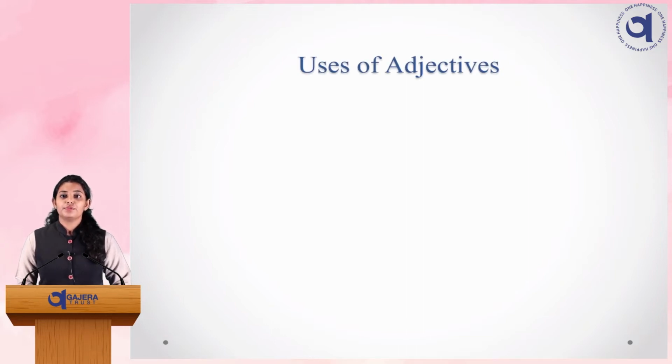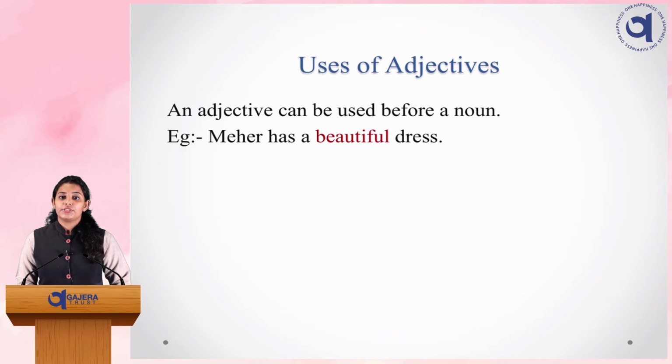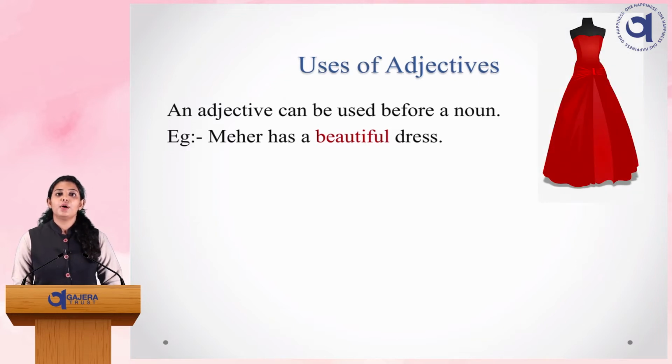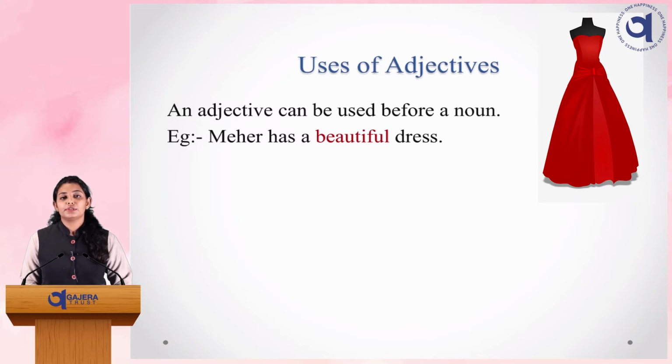So here are the uses of adjectives. An adjective can be used before a noun. As we all know, an adjective is used before a noun. For example, Meher has a beautiful dress. Here the noun is dress, and which word describes the dress? It is beautiful. So beautiful is known as an adjective, or you can also say it is a describing word. It describes the noun dress. So here beautiful is an adjective, right? Let's see the next.